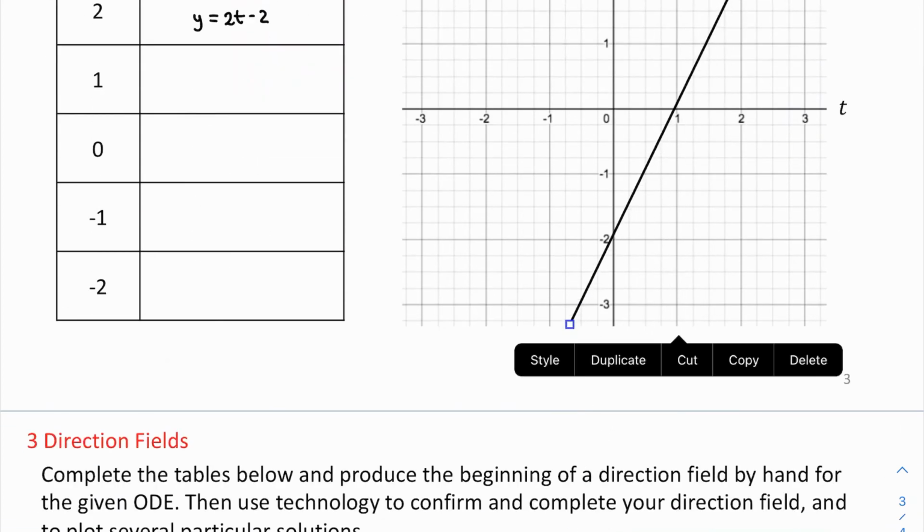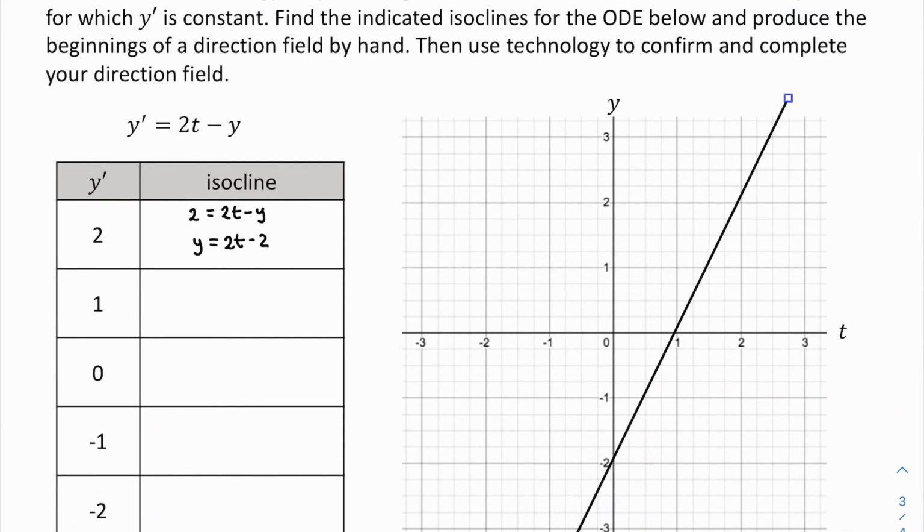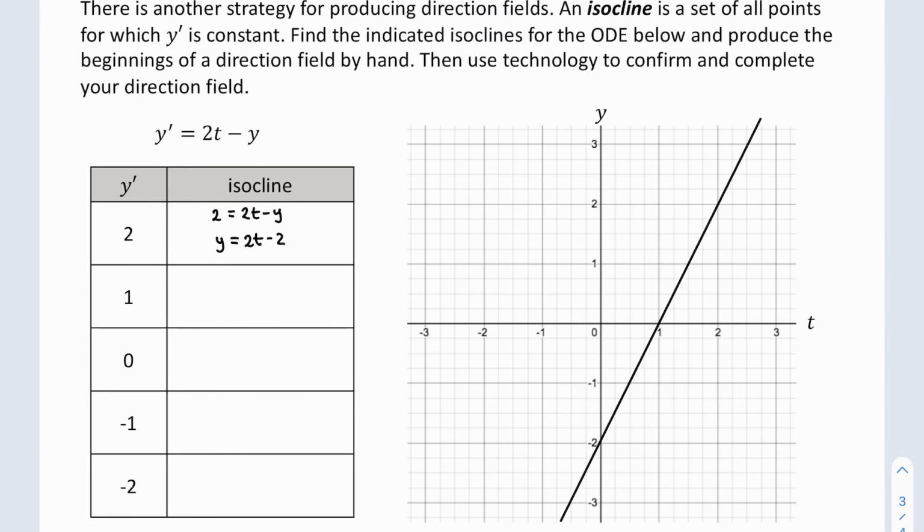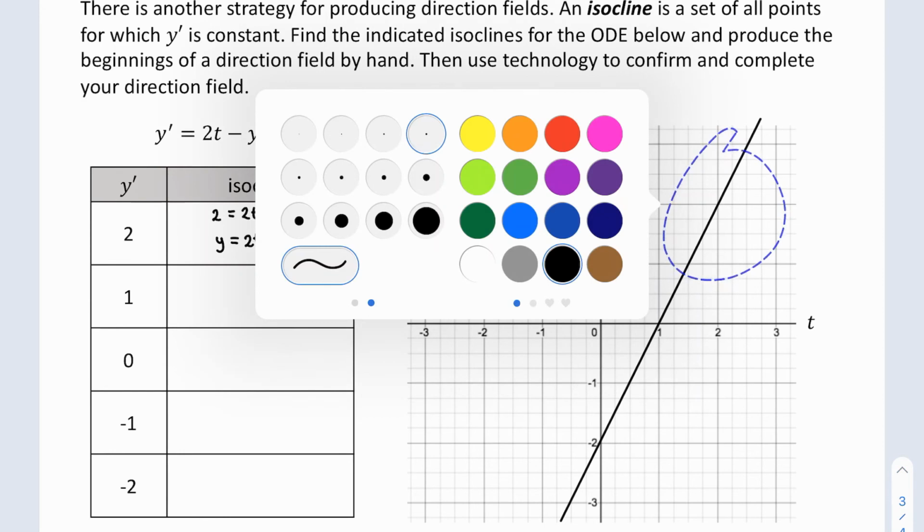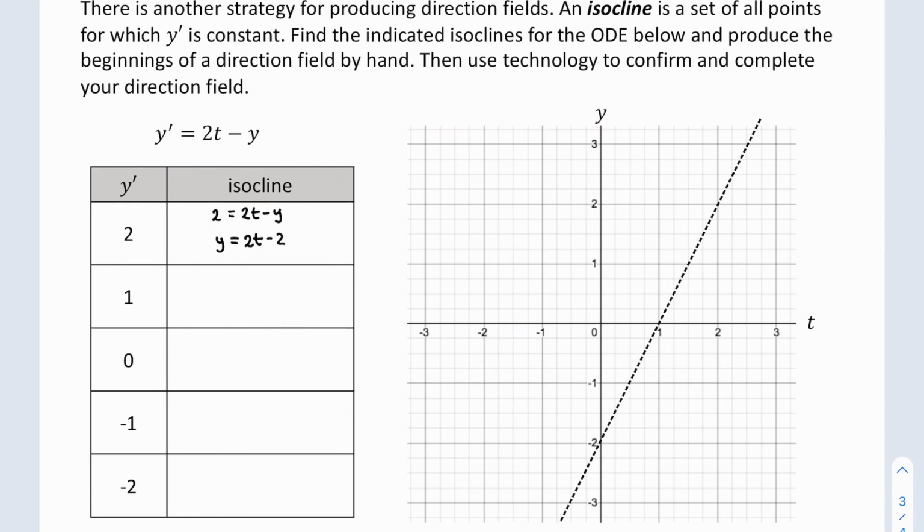Try to make that look somewhat accurate. Good enough. So this line here, and let me go ahead and make it dashed, is not a solution to the differential equation. What it is, it's the set of all points for which the slope of the tangent line of a solution will be this number here, 2.